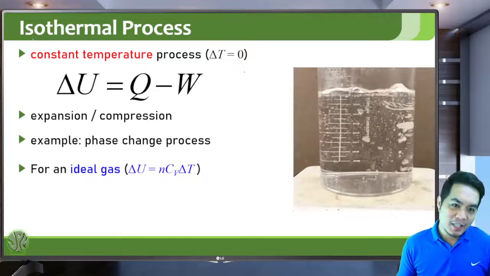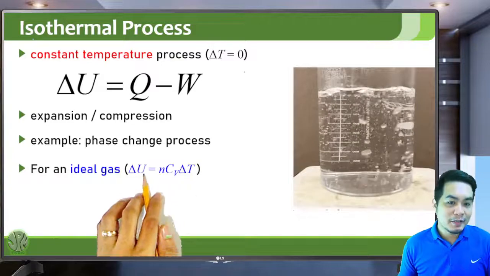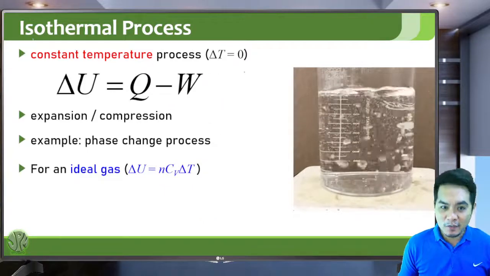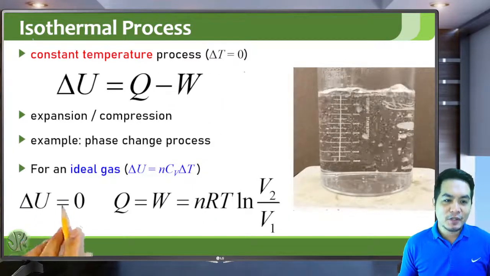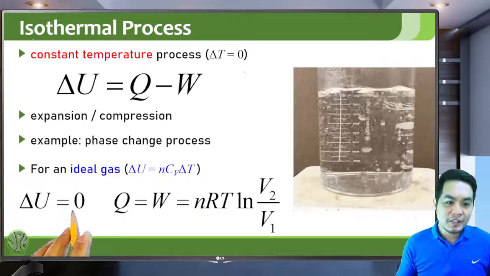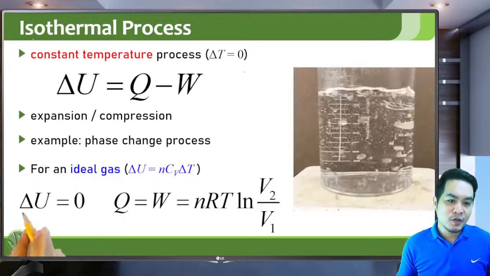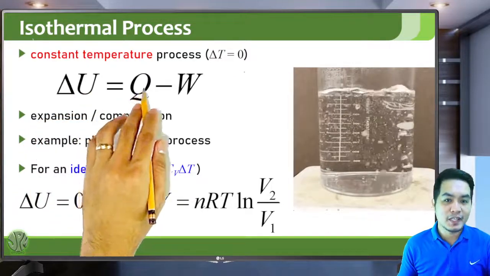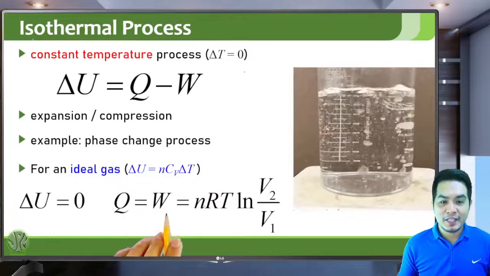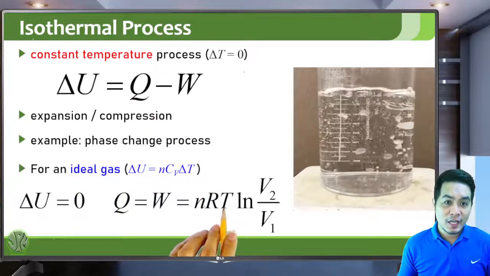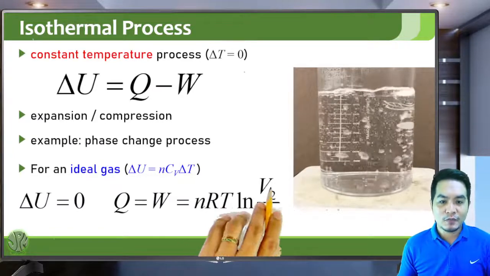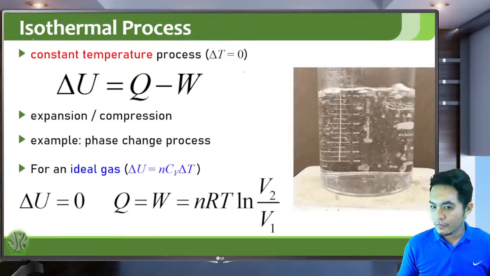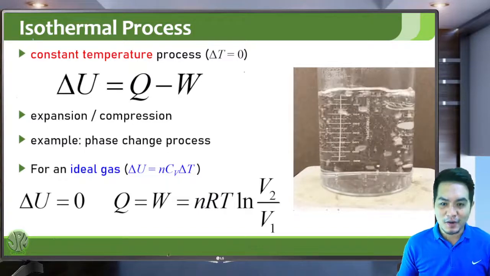For an ideal gas, the change in internal energy depends only on the change in temperature, and since in an isothermal process the change in temperature is zero, the change in internal energy is zero. If the change in internal energy is zero, this means that Q, the heat absorbed by the body, is just equal to the work done by the body. And in this case, it's equal to nRT ln(V2/V1), where T is the isothermal temperature, if there is a change in volume. Obviously, there will be a change in volume in an isothermal process.